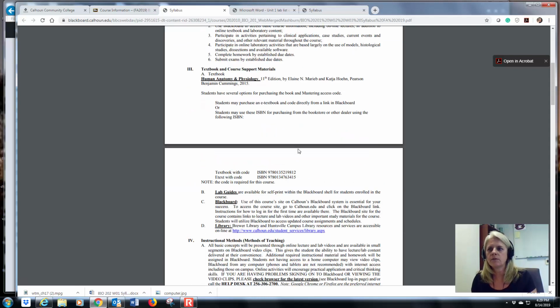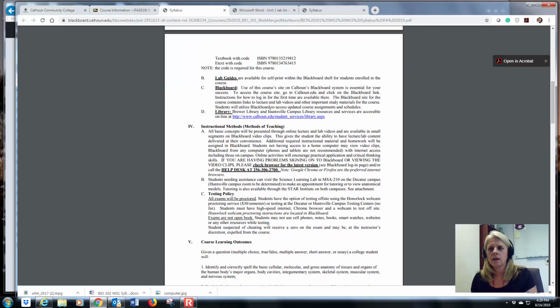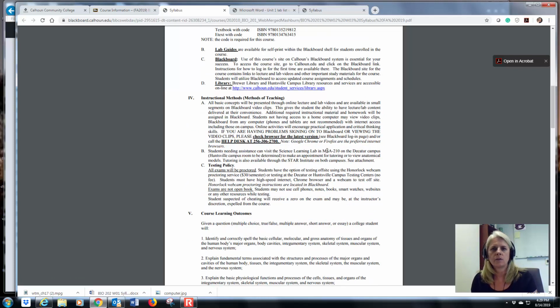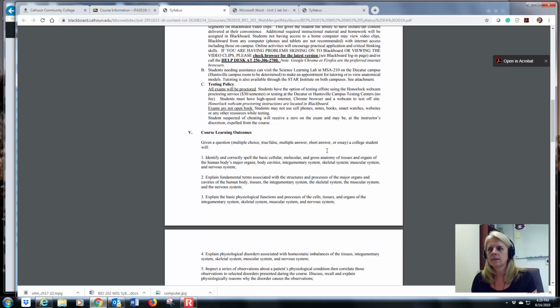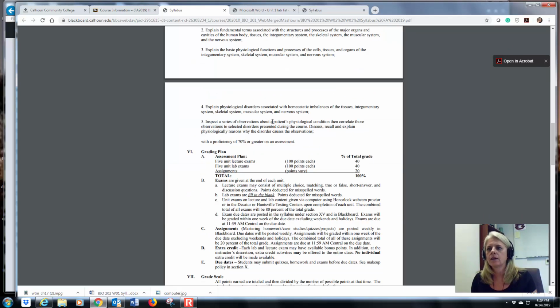It has textbook information and says that you need Blackboard. So again, just kind of read through this to learn about those kind of things. It talks about how you're going to be learning. Basically, it's going to be videos, homework assignments, things like that. What we're going to cover, we're going to cover introduction to the body, we're going to cover the bones and muscles, nervous system, tissues and skin. It talks about your grading.